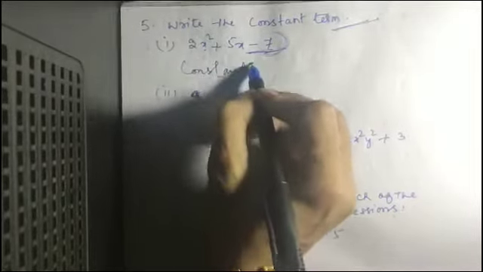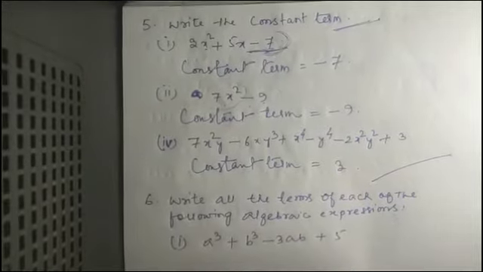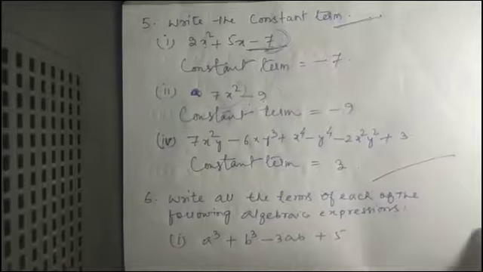So constant term is equal to -7. Okay, now here what is the constant term? This is not a constant term, this is a variable, so this -9. Constant term is -9. Okay, now here what is the constant term? Here it is +3. I hope it is clear how to find out the constant term and the numerical coefficient of each term. Okay, that is the difference.